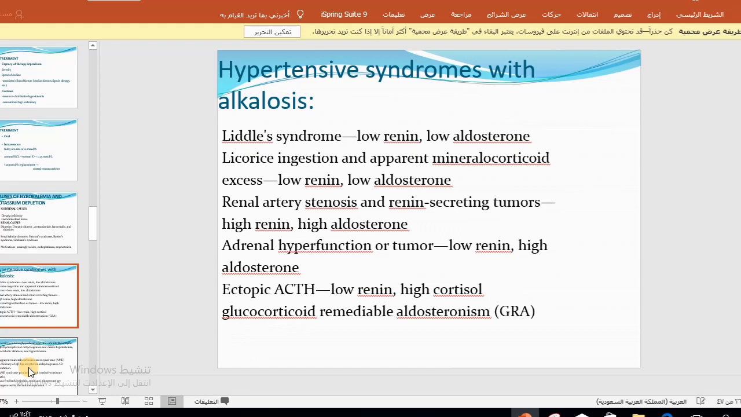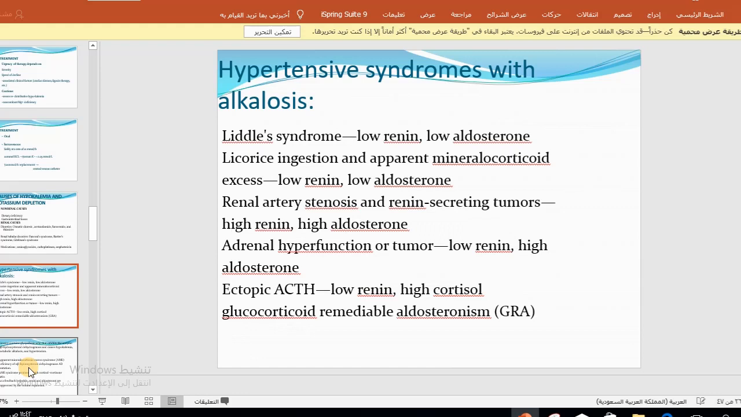Liddle syndrome, which we have spoken about, is apparent mineralocorticoid excess. There is low renin and low aldosterone. Liddle is characterized by an autosomal dominant mutation in which sodium channels are kept open for unknown reasons. So it leads to low renin and low aldosterone, but there is sodium retention and ultimately potassium excretion, and this leads to hypokalemia, hypertension, and metabolic alkalosis.